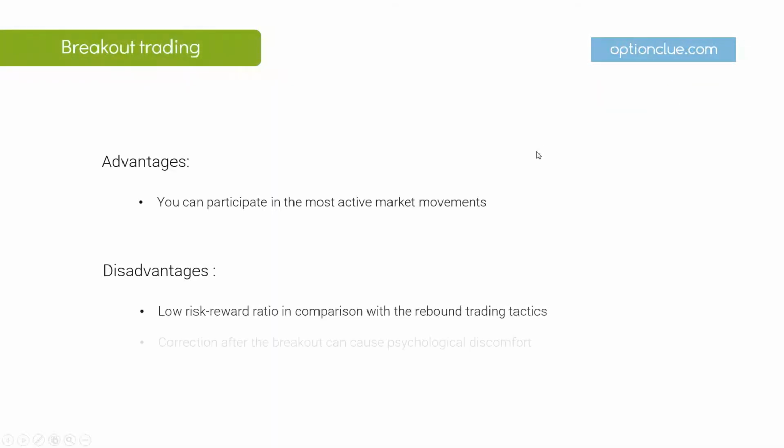Let's summarize. The advantage of breakout trading is that you can participate in the market movement, making profit if the price moves actively in the direction of the trend instantly after the breakout. The disadvantages of this approach lie in the low risk-reward ratio in comparison with the rebound trading tactics. In addition, young traders are often not psychologically ready for market corrections, which sometimes start immediately after the level breakout.